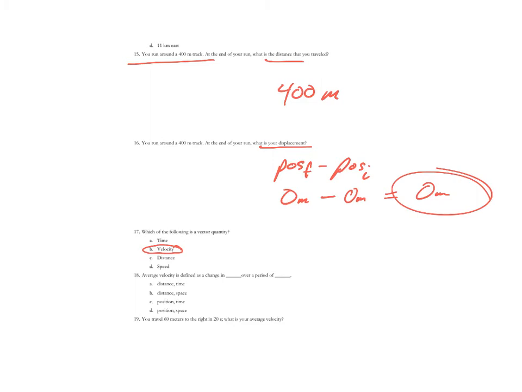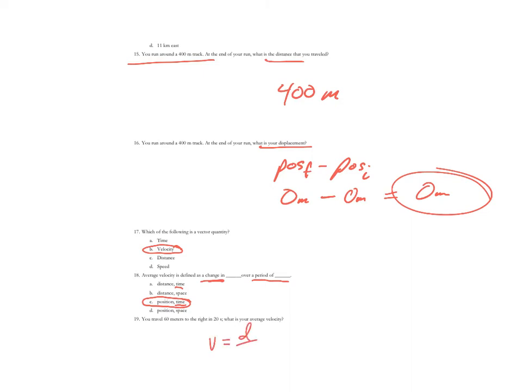Average velocity is defined as the change in position over a period of time. So we know time is one of them, but which one is it? It's a change in position over a period of time. So we have to pick that one. Distance is its own animal.